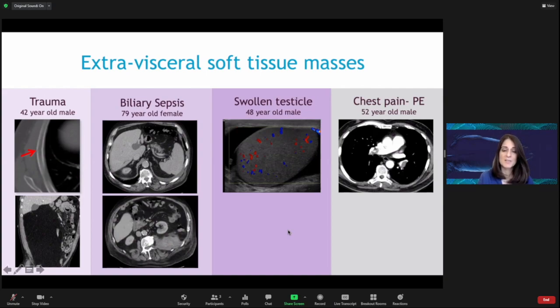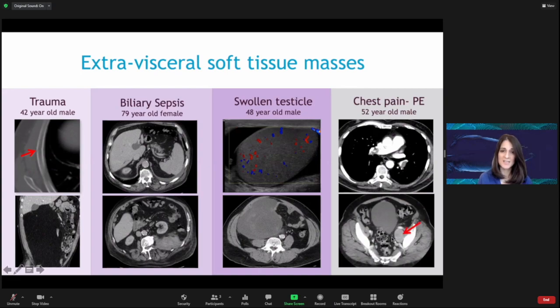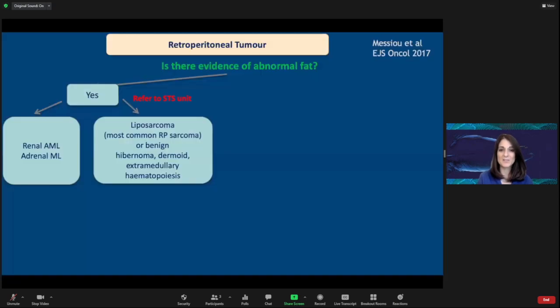The next patient's being assessed by urologists for a swollen testicle, and again, this patient has another very different looking retroperitoneal mass. And then finally, this patient presents to accident and emergency with chest pain, has bilateral pulmonary emboli. And thankfully, they investigated for an underlying cause and found an external iliac vein mass. So if you don't instantly know what the top differential or top two differentials are for these masses, then hopefully in about 20-25 minutes you will.